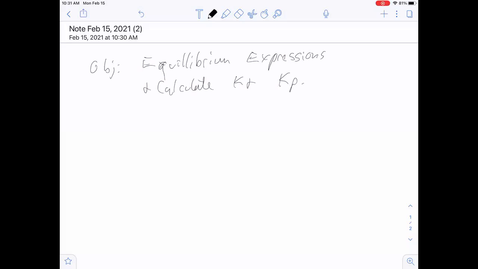So I'm going to begin with, let's see, the following reaction. Hydrogen gas plus bromine gas giving me 2 HBr gas. They're all gases.